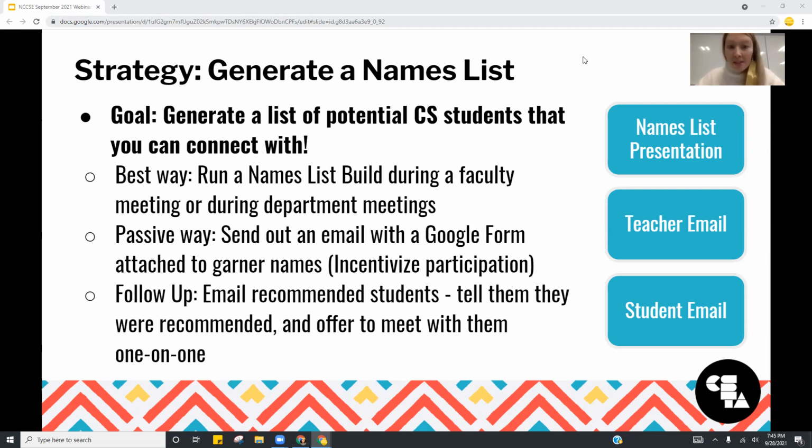My names list mind joggers are things like students who are creative, students who care about impacting the world around them, students who are really successful at logic puzzles, students who like working collaboratively, right? So we're going to walk through that process with our teachers.